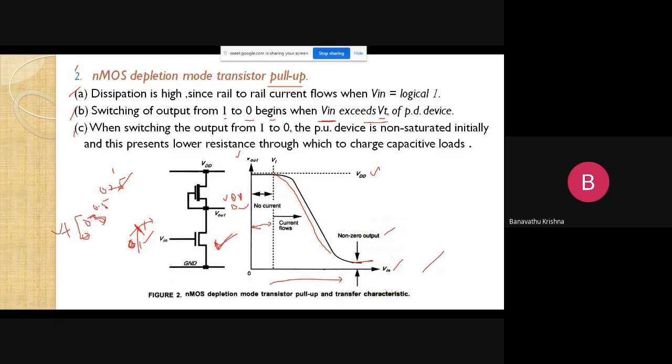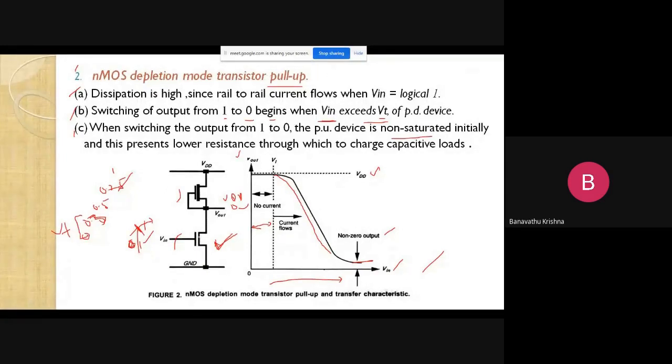Next, in the third case, when switching the output response from 1 to 0, the pull-up device is non-saturated initially, and this presents a lower resistance through which to charge capacitive loads. So when that enhancement mode device is increasing its level, its resistance is decreasing, meaning it is in the resistive region, the non-saturation mode. In the resistive region, there is a current path between VDD and ground.